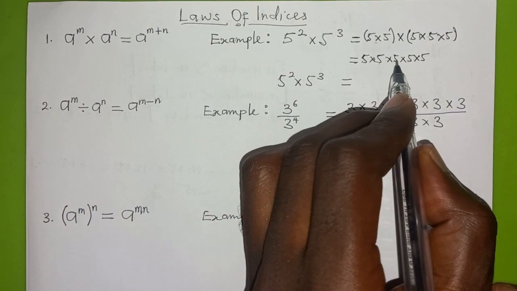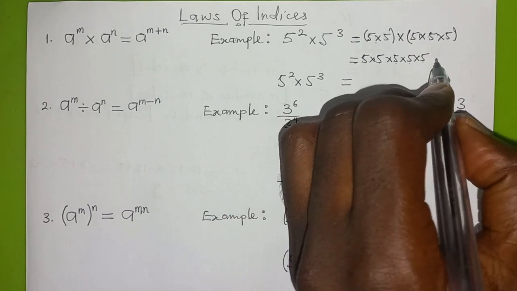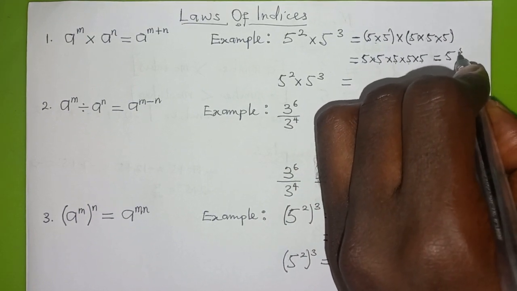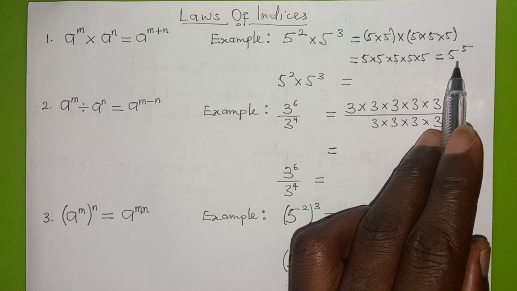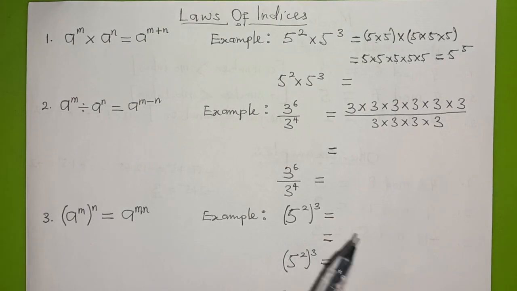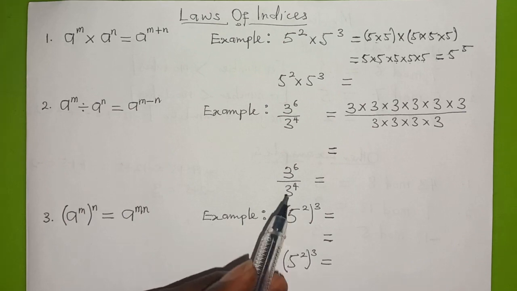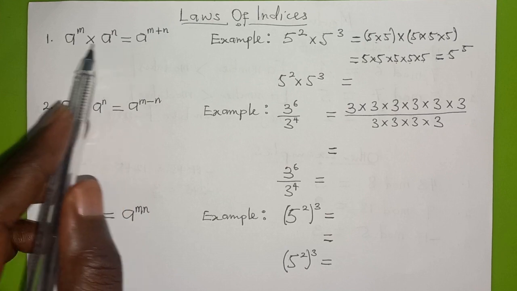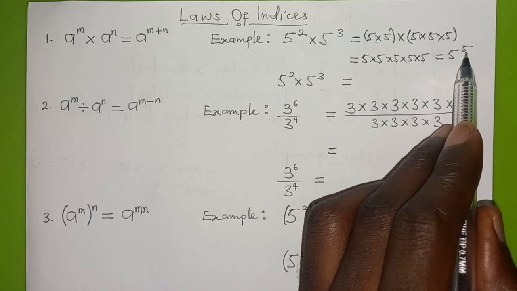Now 5 times 5 times 5 times 5 times 5 can be expressed as 5 raised to the power 5. All right, so in terms of indices, we can leave it like this as our answer, 5 raised to the power 5. All right, this is just the basic understanding of what we have. Now, by using the same concepts in terms of the law of indices, we want to see if we can establish 5 raised to the power 5.